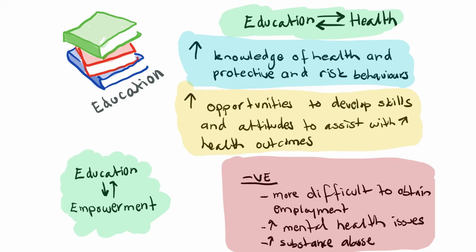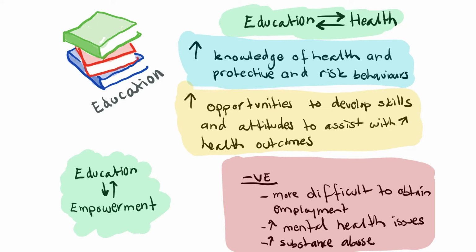Now when we have a look at the concept of education and empowerment, if somebody is educated, they are more likely to be empowered. Empowering means that an individual is aware of the choices that they can make, that they feel confident about making decisions in relation to their health, and they're aware of the impact that these decisions may have on themselves or on others. And so therefore, obviously, if an individual has a level of education, they're going to have some form of empowerment to try and make positive health decisions or engage in protective health behaviours rather than risk health behaviours.